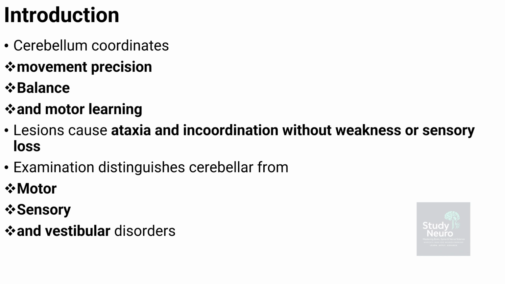and motor learning. When the cerebellum is affected, patients develop ataxia and incoordination, but importantly, without true weakness or sensory loss. This leads to characteristic findings such as inaccurate targeting of movements, intention tremor, slurred speech, and an unsteady gait. Because these features can overlap with motor, sensory, or vestibular disorders, a careful clinical examination is crucial for accurate localization.